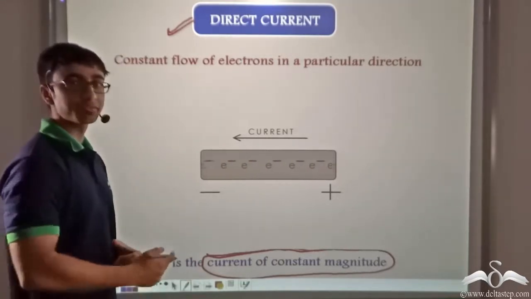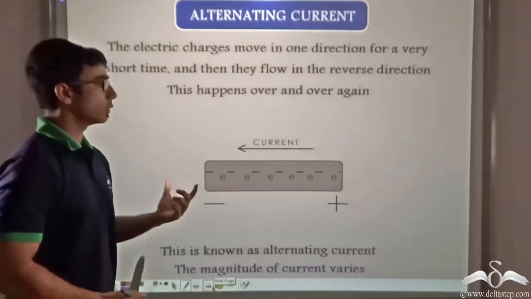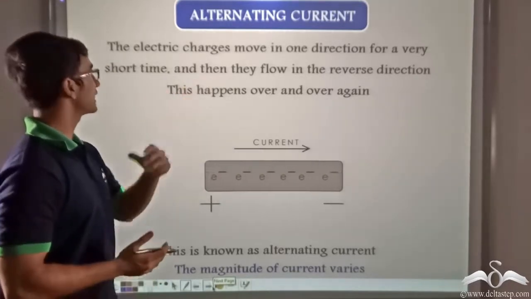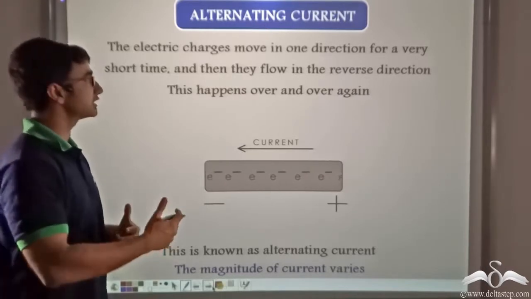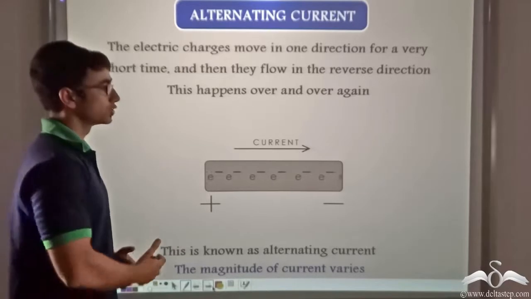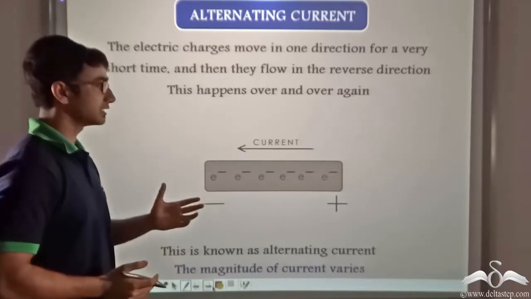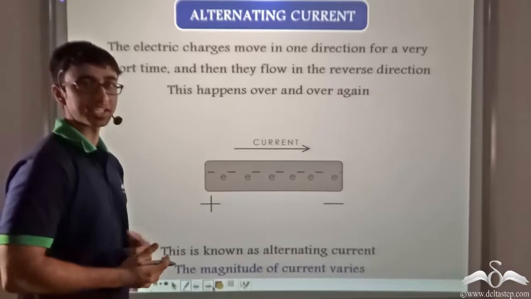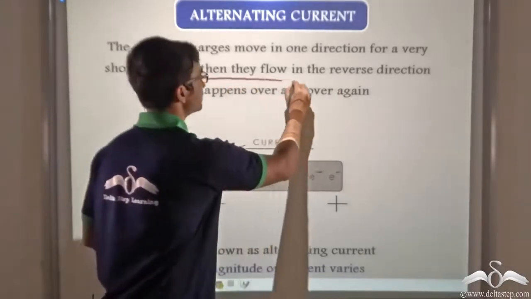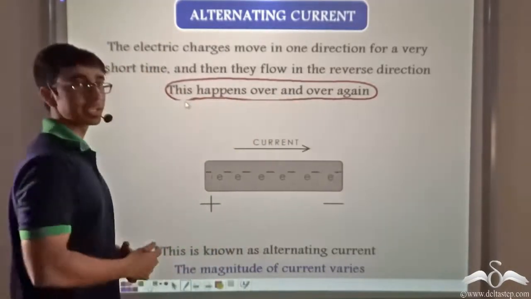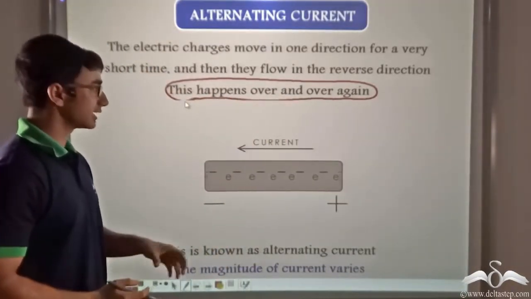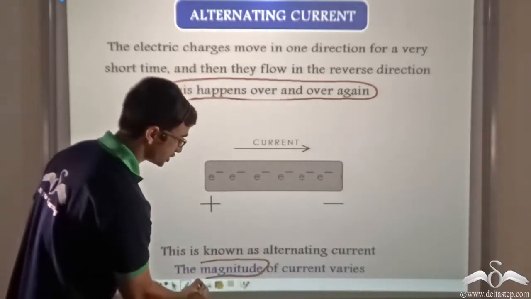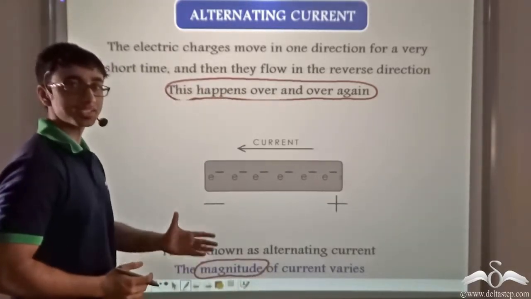Now in contrast to this, we have alternating current. Now how is alternating current different from direct current? In alternating current, the electric charges move in one direction for a short time, and immediately after that they start flowing in the reverse direction. So as you can see from the animation, current is in one particular direction for a brief period of time, and the very next moment current reverses its direction. So this happens over a period of time, over and over again, and this is how we get alternating current. Now in alternating current, not only is the direction changing periodically, it is also the magnitude that keeps changing with time, and this is why the current is known as alternating current.